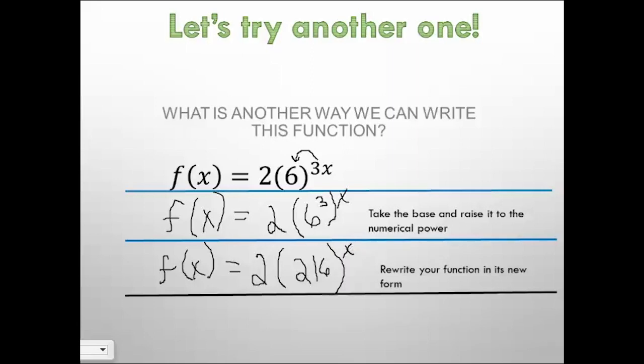Now, just a note here, we cannot multiply 2 times 216, because in order of operations, exponents come before multiplication, and this is still being raised to a power. So please be careful and do not multiply these two together, okay?